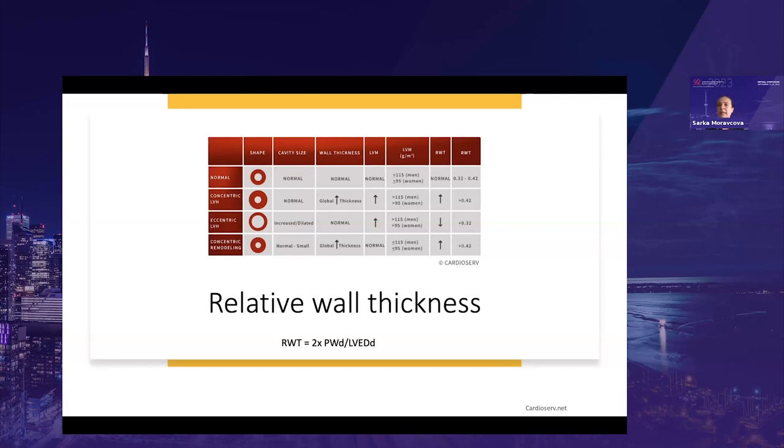The relative wall thickness helps distinguish between concentric and eccentric hypertrophy and concentric remodeling. It's defined as two times the inferior wall thickness divided by the left ventricle diastolic diameter. And it is a marker for adverse events in a patient with left ventricle dysfunction. The normal values are 0.32 to 0.42, and they are not dependent on gender or body size.